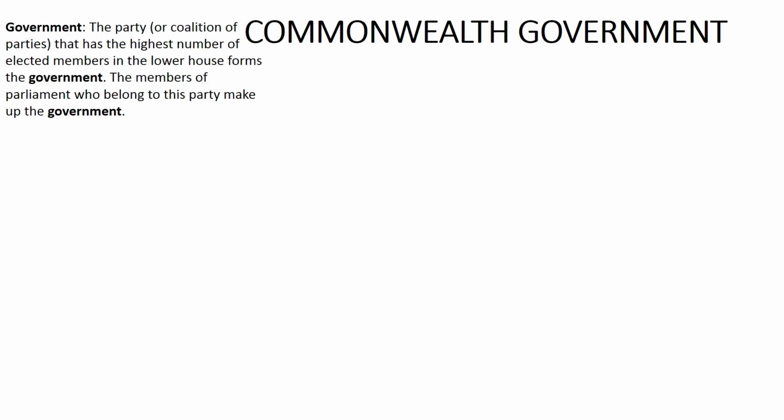Here we come to the first definition that you need to include in your vocabulary sheets. Look down the left-hand side, find the term government, and write the following in there. The party or coalition of parties that has the highest number of elected members in the lower house forms the government. The members of Parliament who belong to this party make up the government.